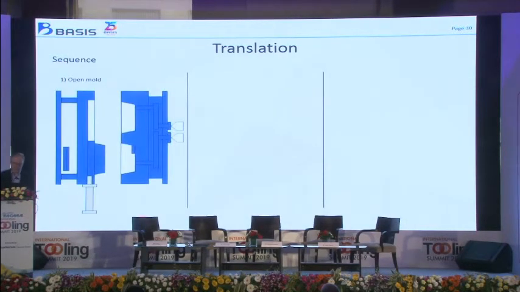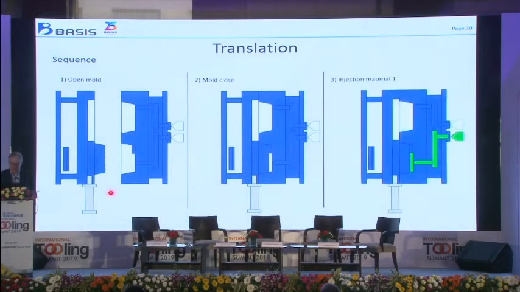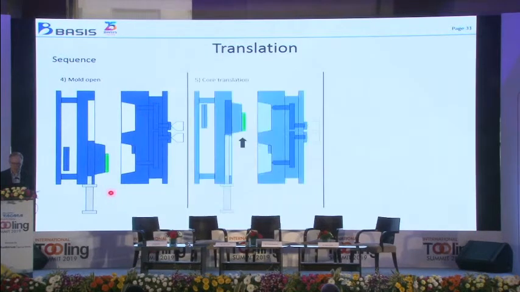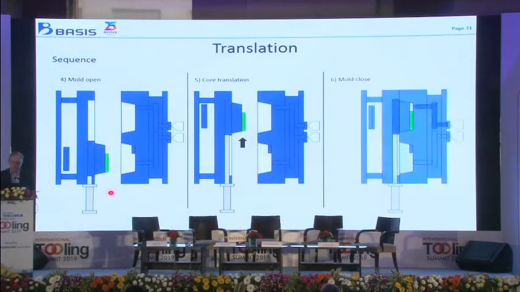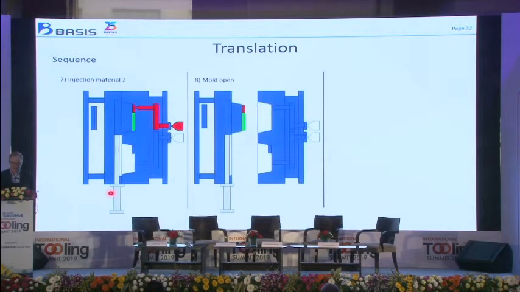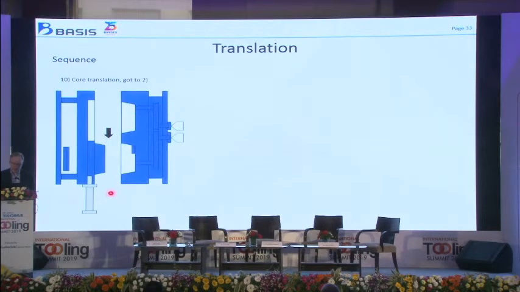Here the sketch of the mold, the sequence. Here you can see the cylinder that will move the core, the slider. Mold close, injection of material 1, the mold open, core translate, mold close, injection of material 2, mold open, ejection. The core goes back, and we restart the cycle.